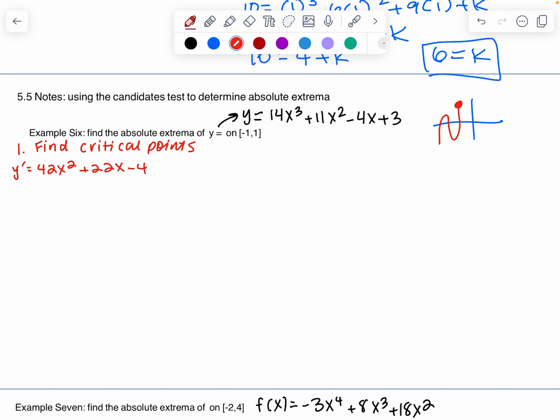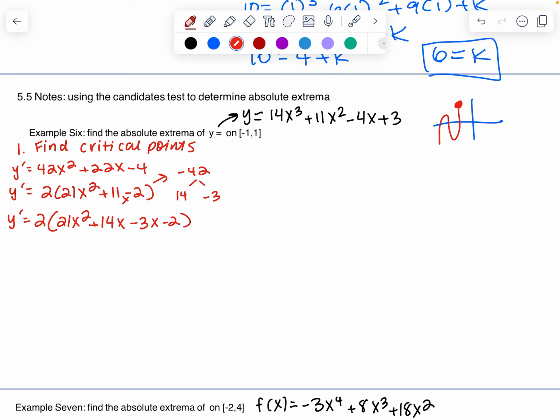As I look there, that has a greatest common factor of 2. So I'll get 21x squared plus 11x minus 2. My a value is still not 1, so I have to factor by grouping. I'll do 21 times 2, which is negative 42, and I'm thinking, what multiplies to negative 42 and adds to 11? That is 14 and negative 3. So I'm replacing the middle term with 14x and negative 3x, and then I'm just going to keep factoring.